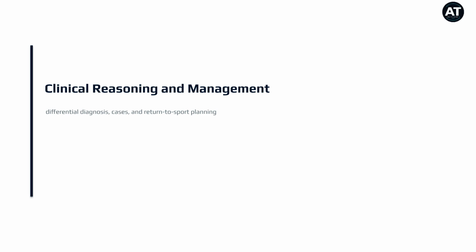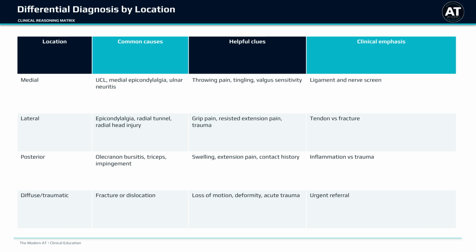Diffuse traumatic pain with deformity, motion loss, or neurovascular signs raises fracture or dislocation concern. Then connect location to mechanism, palpation, resisted testing, neurologic findings, and sport demand. That keeps the exam focused and safe. Use this matrix as a quick clinical checklist.